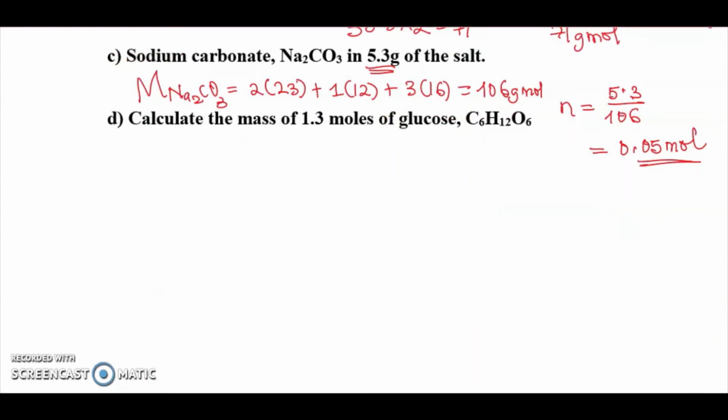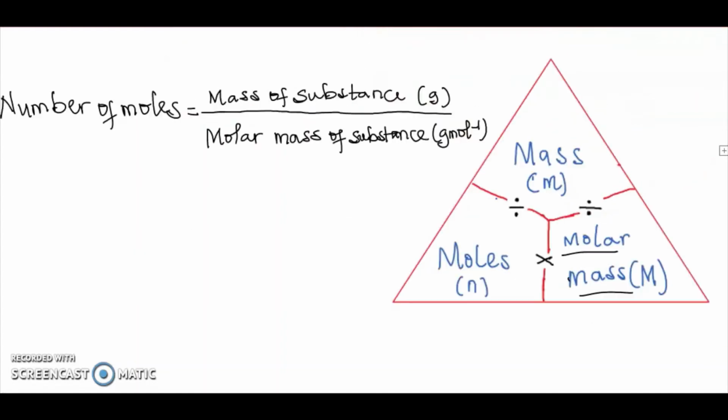Calculate the mass of 1.3 moles of glucose. We have the formula of glucose. Now take note, guys, here we've been given the number of moles. And what are we calculating? We want to calculate mass. Let's take a look at the triangle again. Here we want to calculate mass. So mass will be equal to number of moles times the molar mass.